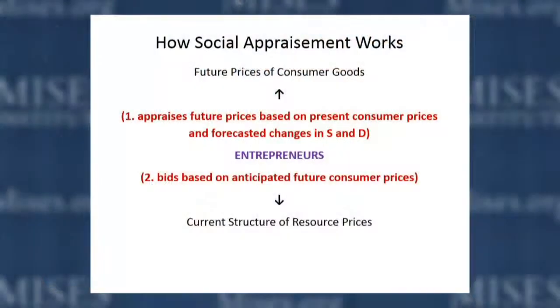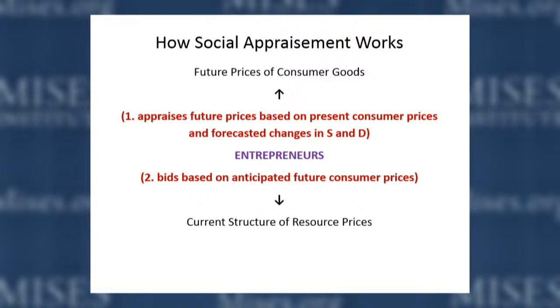So I want to talk a little bit about the social appraisement process. That's a fancy phrase. Mises used it, and all he meant was the process by which the price structure emerges spontaneously from a market economy. If you look in the middle of that diagram, you'll see entrepreneurs. The entrepreneurs are the central player in this appraisement process. What does it mean to be an appraisement process? Simply that there are prices put on the various resources.